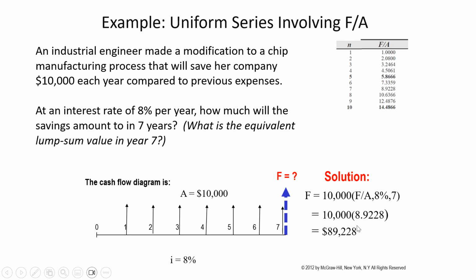89,228. So I'd round off to the nearest dollar. So that's a good refresher of how we convert what's inside the parentheses, this standard summary of the problem type and the parameters, into a factor that we then multiply by the known A. Any questions before we move on from this one?